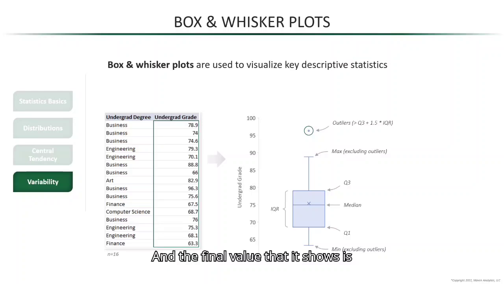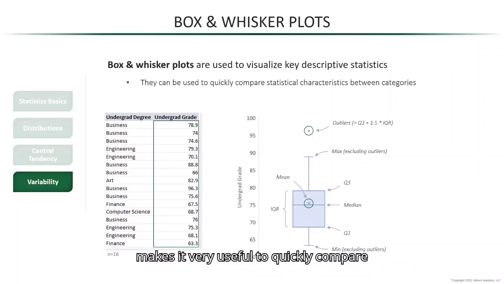and the final value that it shows is represented by this x, which is just the mean. And you can see it's slightly higher than the median in this case, as it's probably influenced by that high value, the outlier. So just like the histogram, this is a really important visual tool that helps you understand the distribution, the central tendency, and the variability of your variable at a glance, which makes it very useful to quickly compare statistical characteristics between different categories.